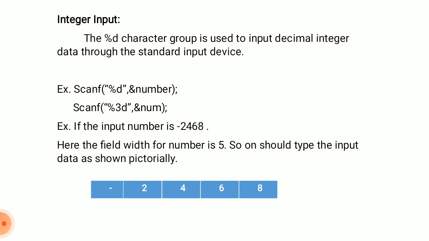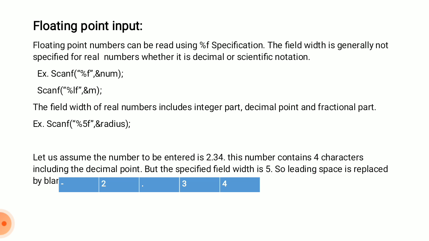So the number should be typed as the input data shown pictorially. The width is 5. As I told, the digits are right justified. It means the rightmost digit of the number will occupy the rightmost column. So what is the last number? 8. So 8, 6, 4, 2 and a minus. This is how the numbers are stored in the memory location. Next, floating point number.